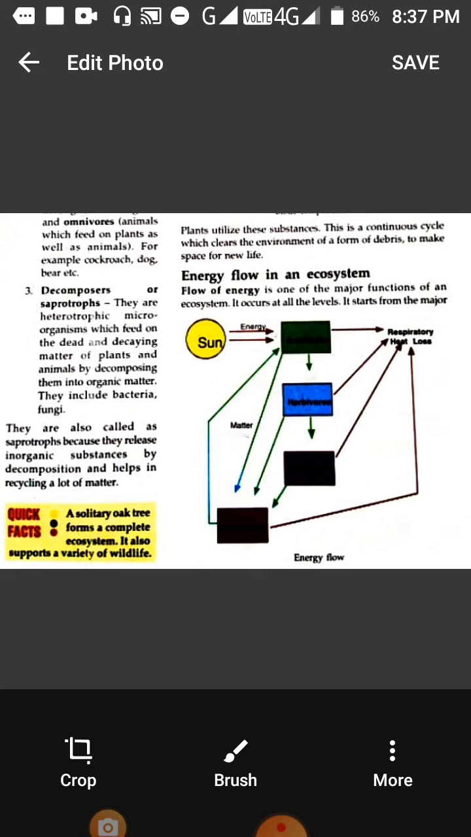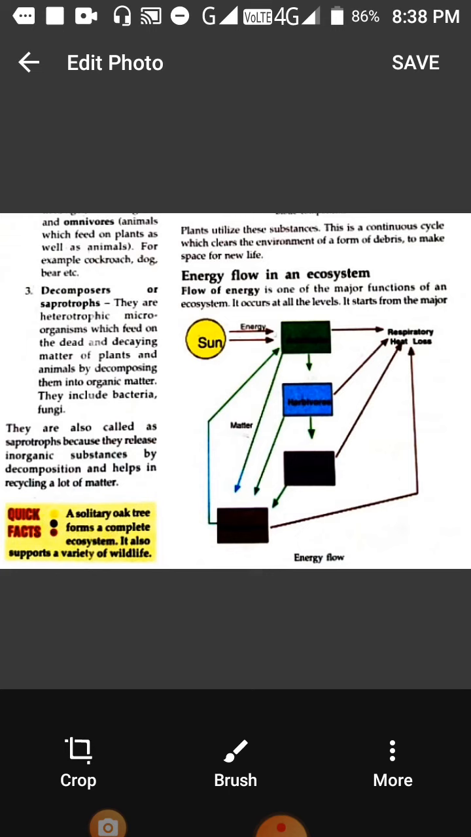So this is what actually happens, what we are reading: how does the energy from the sun enter the plant, from the plant how does it enter the herbivores, and from the herbivores and the carnivores how does it enter back to the soil. When the animals die, then this energy enters the soil, and when the decomposers decompose the dead body of the plants or the animals, then this energy flow takes place.